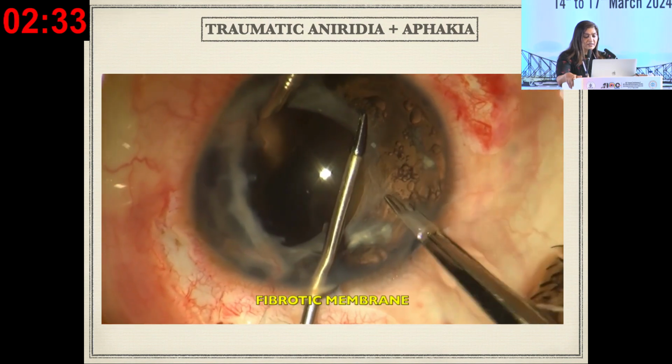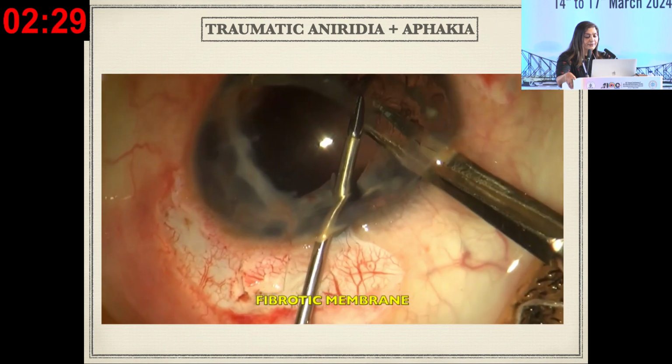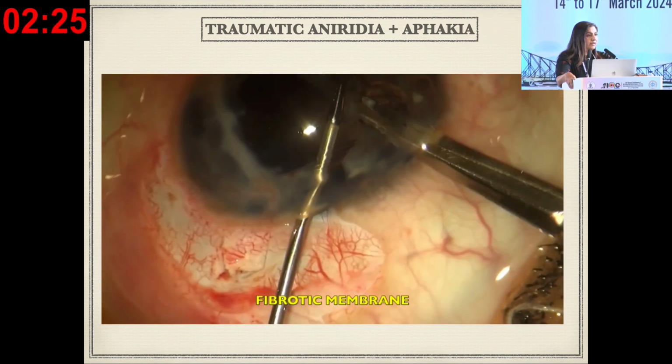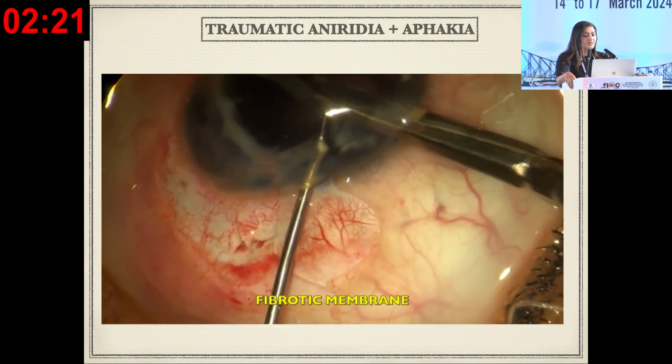So I just decided that, okay, at least let me go ahead, because I know there is nothing I can do about the iris repair for this patient, but at least let me try to see if I can revive her with good vision, with the fixation of the secondary intraocular lens.